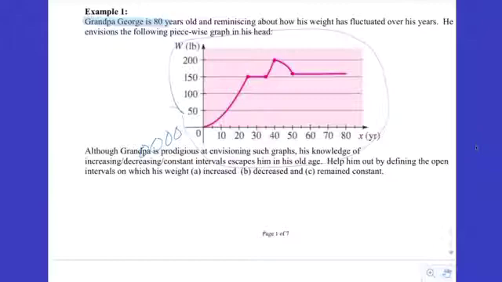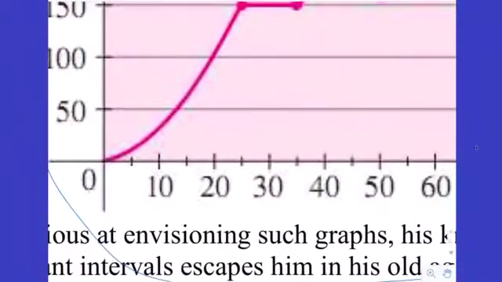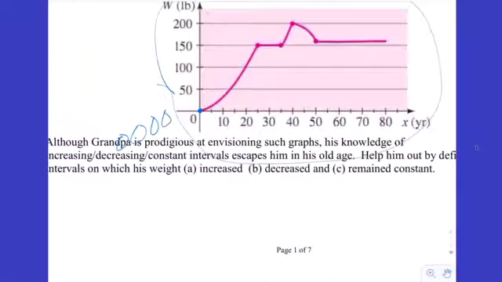We're going to look at this graph, and we're going to list the open intervals of X, where X now represents Grandpa George's age in years, where the Y values, which represent his weight in pounds, are increasing, decreasing, and staying the same. So, if you look at Grandpa George, when he was born, he weighed how much? 0. Ooh. He was a supreme preemie, we say. Didn't weigh anything. So, let's start off by listing the intervals where his weight was increasing.